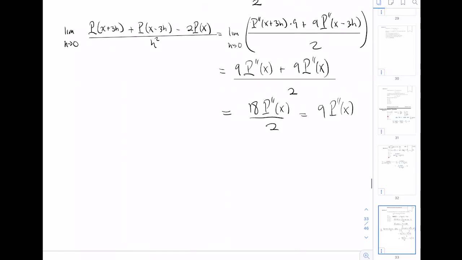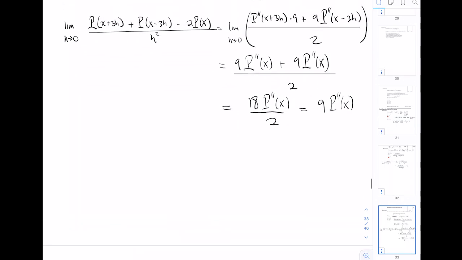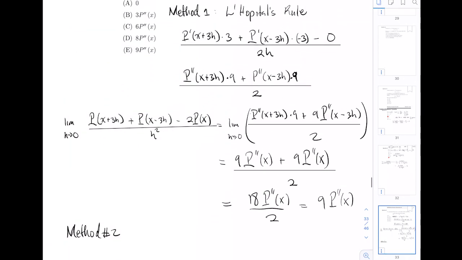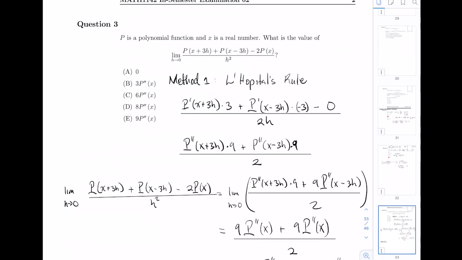Okay, so I have limited space to apply my second method. So method number 2, because persons are going to say that they're not comfortable with that approach. So here, notice that I didn't even read the question for you before. It says p of x is a polynomial function and x is a real number. What is the value of this limit? All right, so p of x is a polynomial function.